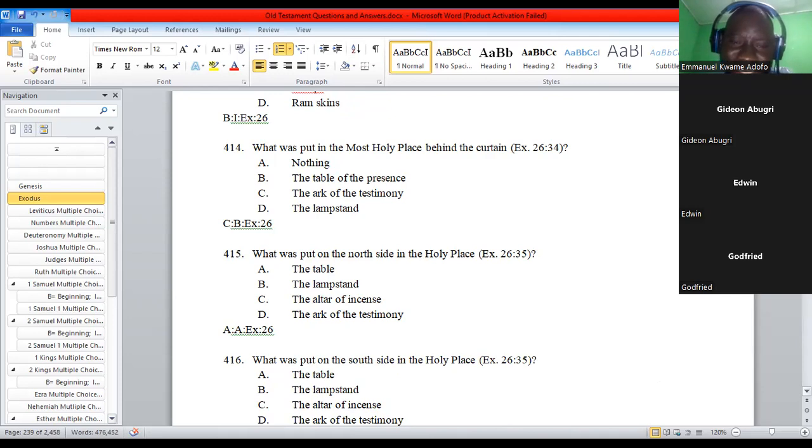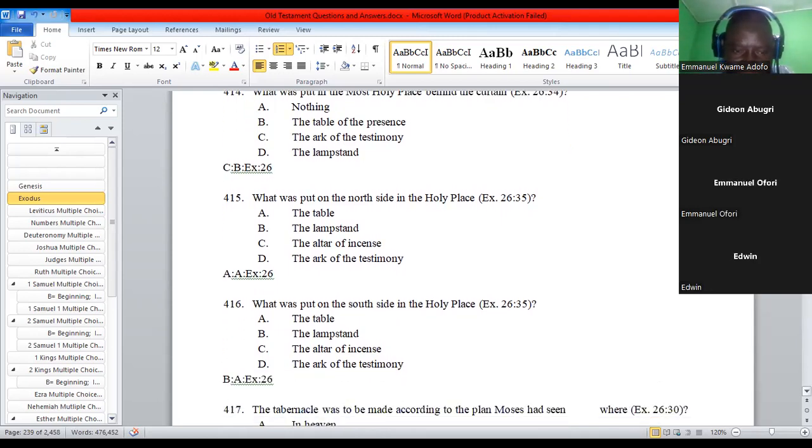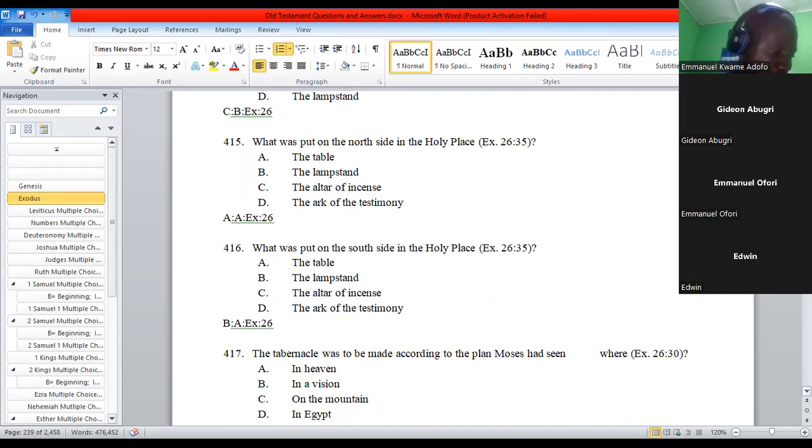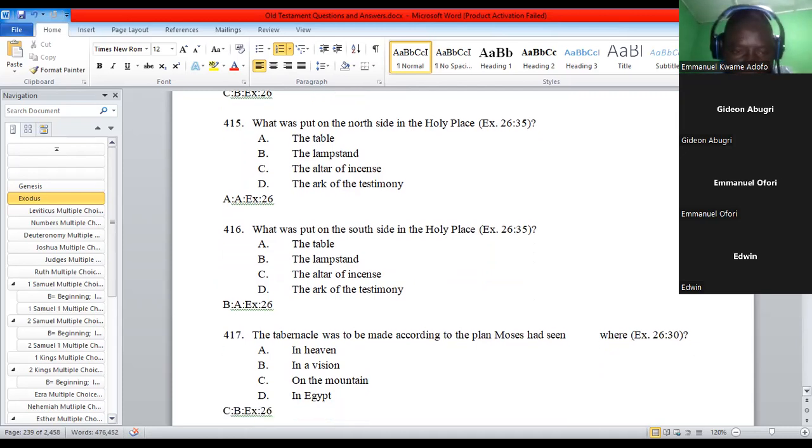What was put on the south side in the holy place? So a table was at the north. What was for the south side? Lampstand. Okay. The tabernacle was to be made according to the plan Moses had seen. Had seen where? Verse 30. Where did Moses see the plan for the tabernacle? On the mountain. Good.